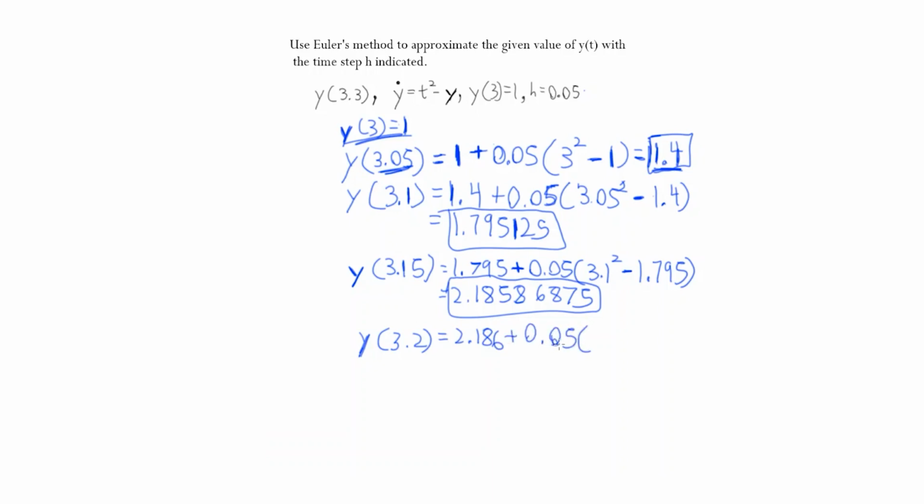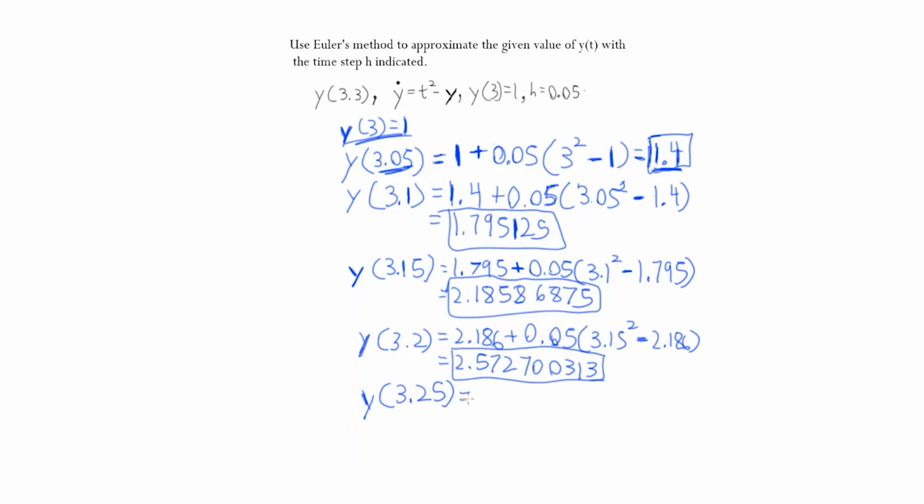2.186 plus 0.05. Once again, approximating on here, but not on the calculator. 3.15 squared minus the previous 2.186. On the calculator, I'm going to put answer plus 0.05 multiplied by 3.15 squared minus answer, which is equal to 2.572700313.